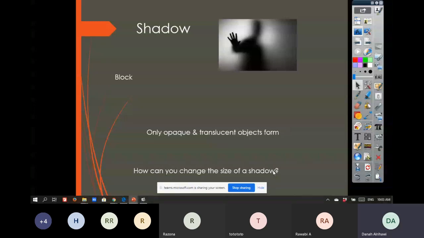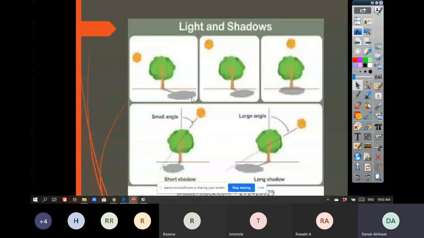Why is the hand here small? How can this hand be bigger? You can just move it away from the wall, and you have to make it close to or far away from the source of the light; that can change this. That's what actually happens for the shadow of the tree. Sometimes it's short, sometimes it's longer, sometimes on the right, sometimes on the left.